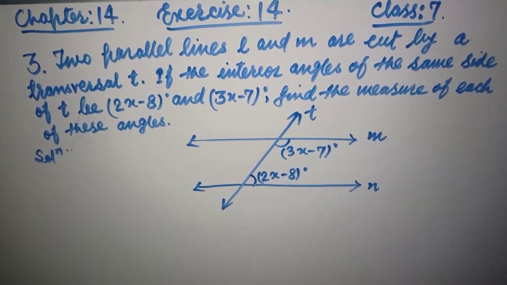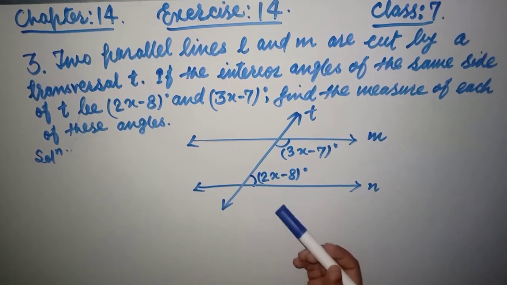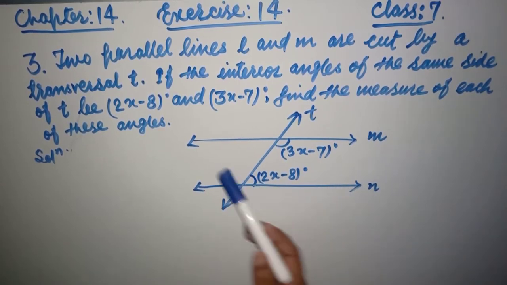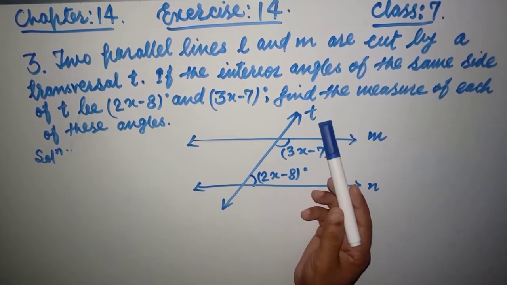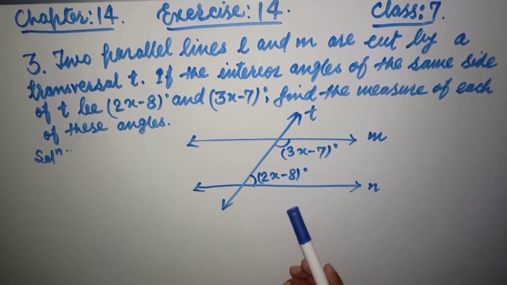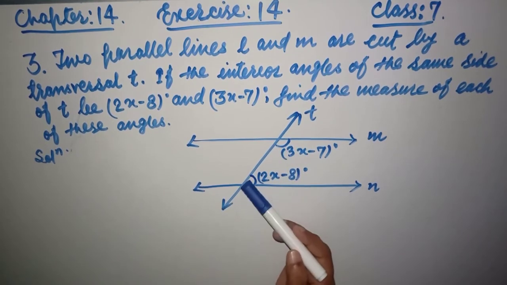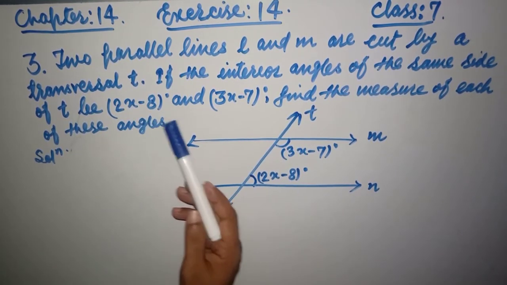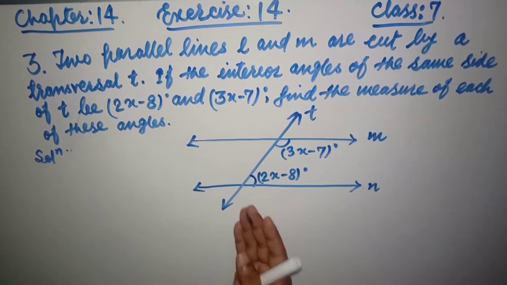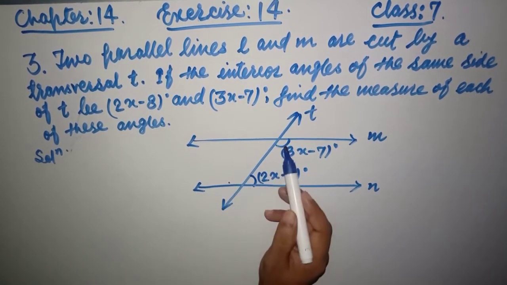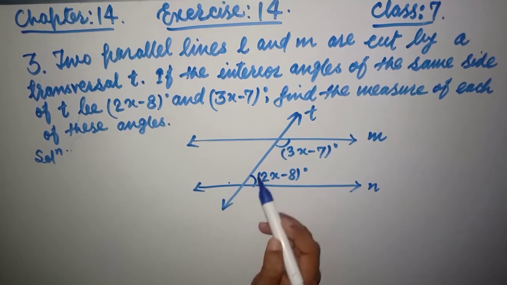Now friends, this question is given. First, we have to draw the figure. Here we have drawn the figure according to the question. M and N are two parallel lines and one transversal T intersects these two parallel lines at different points. Now 2x minus 8 and 3x minus 7 are the given angles, which are interior angles on the same side of the transversal. We can take these two angles on either side, and these two angles are interior.